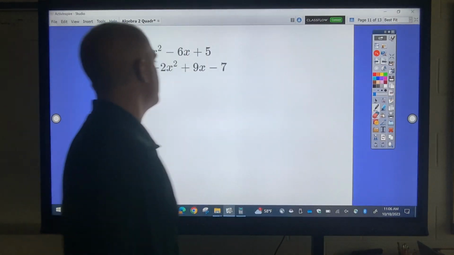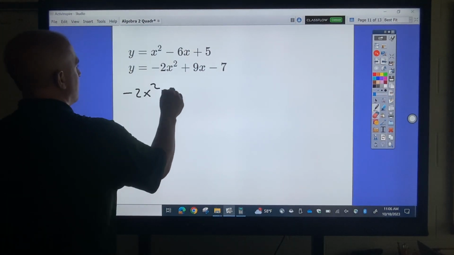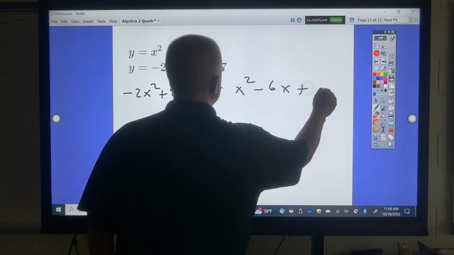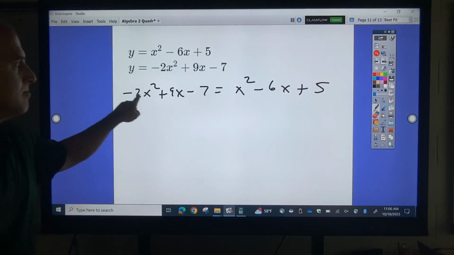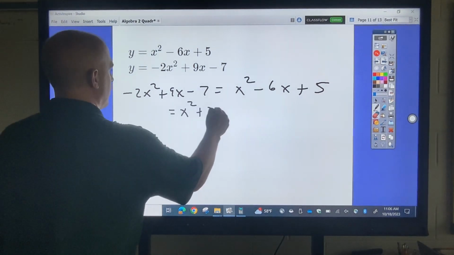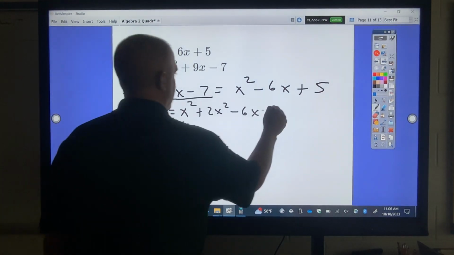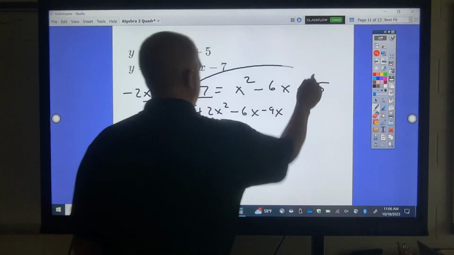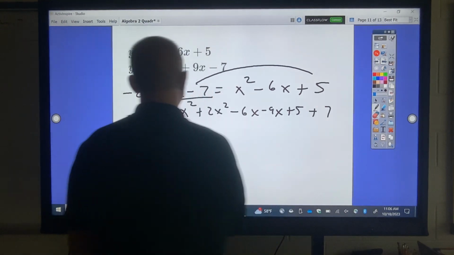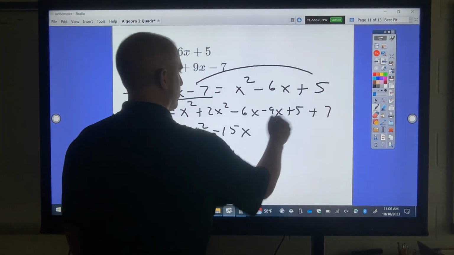And then here's the last one that we're going to do. Okay, so with this one, I would have negative 2x squared plus 9x minus 7 equals x squared minus 6x plus 5. Now, in my opinion, I would move this back over. Okay, all right, so I got x squared plus 2x squared. Then I got negative 6x. I would move over this 9, it would become minus 9x. I'd move over the negative 7, so that would become positive 7. So what I got here is 3x squared minus 15x plus 12.